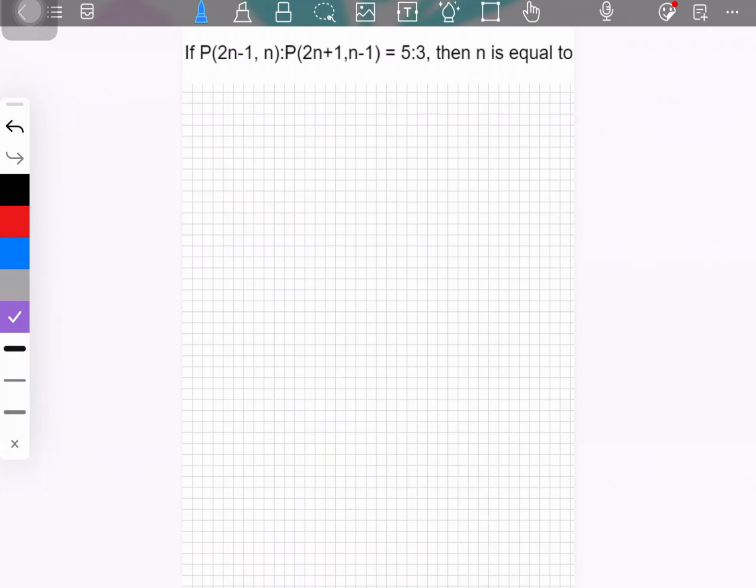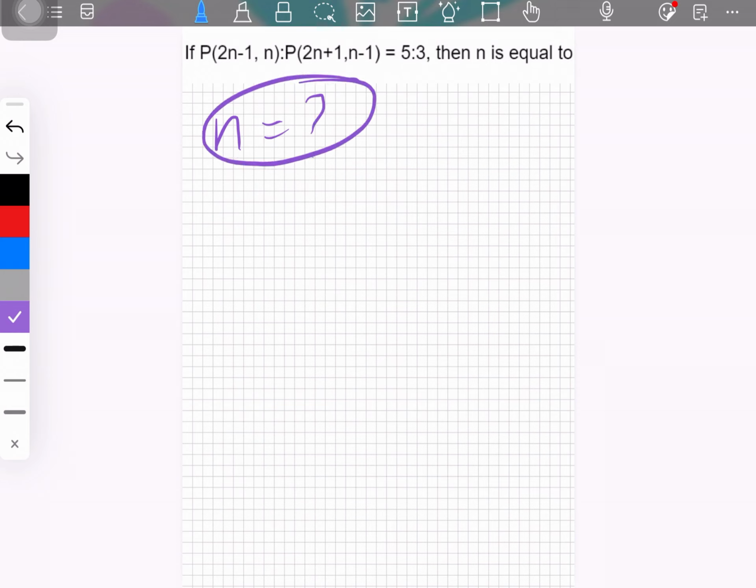Hello everyone, so today we'll be solving this question, and this question is related to permutation. So the question is, if P(2n-1, n) is to P(2n+1, n-1) is equal to 5 is to 3, then n is equal to? So we are supposed to find the value of n in this question.